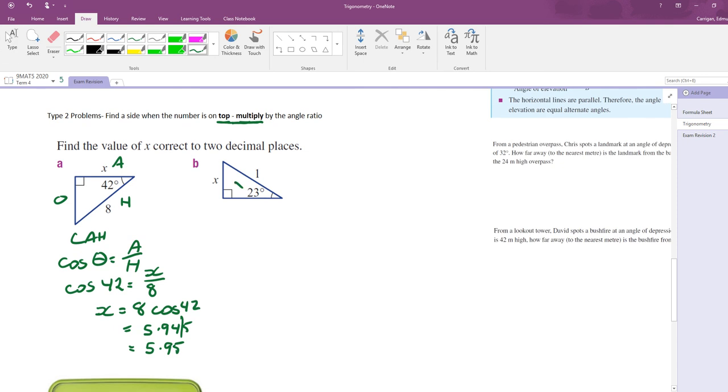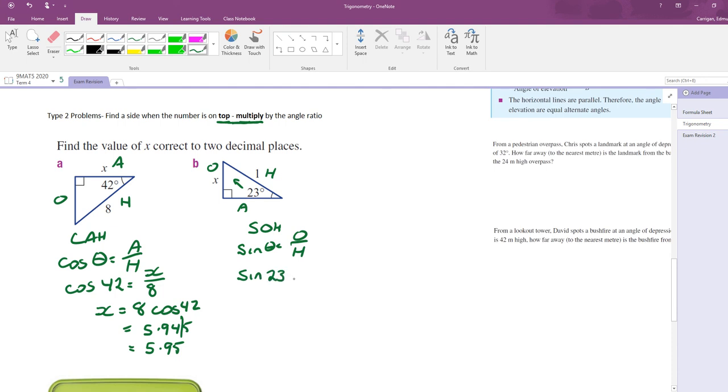Once again, I am labelling. I have got an opposite. I have got an H here. I've got an adjacent. I'm using O and H. That's SOH. Sine theta equals O on H. Substituting in the values I've got.